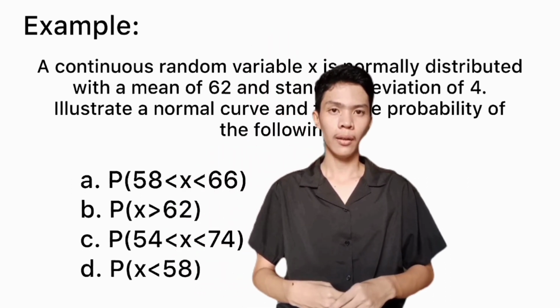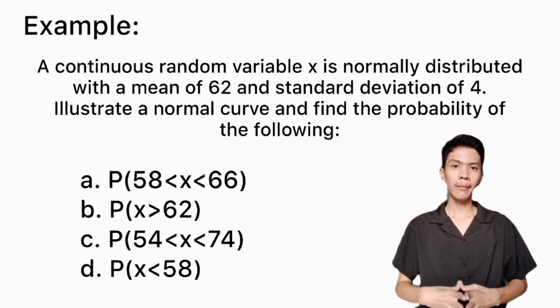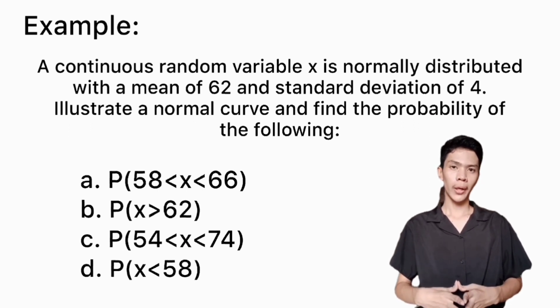Now that you have learned about the properties of normal distribution, let us move on to examples and how to solve them. Let's have this example. A continuous random variable x is normally distributed with a mean of 62 and a standard deviation of 4. Illustrate a normal curve and find the probability of the following.